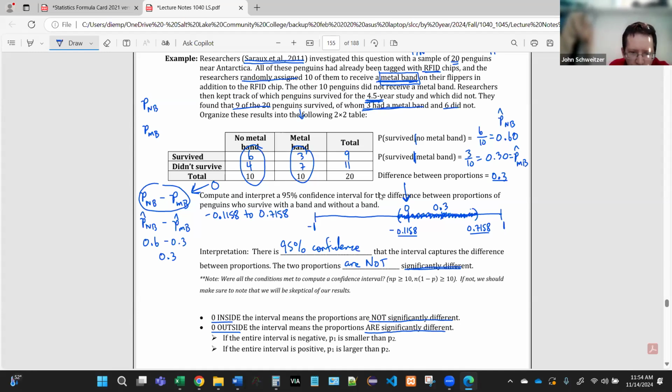Okay, and then if the entire interval is negative, then P1 is smaller than P2. If the entire interval is positive, then P1 is larger than P2. But we don't have that case here because we had 0 inside the interval.